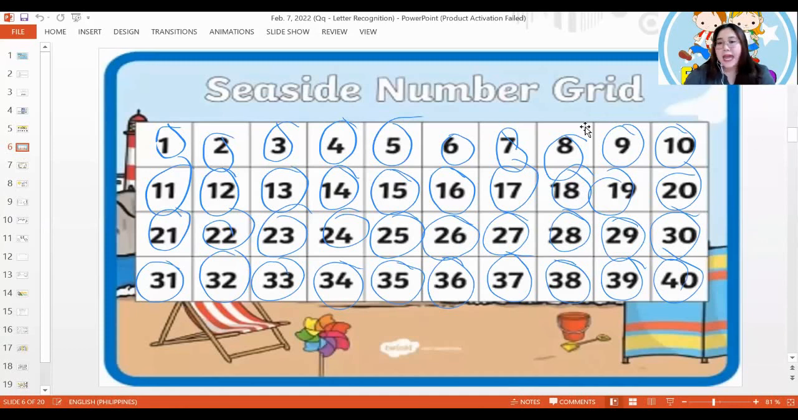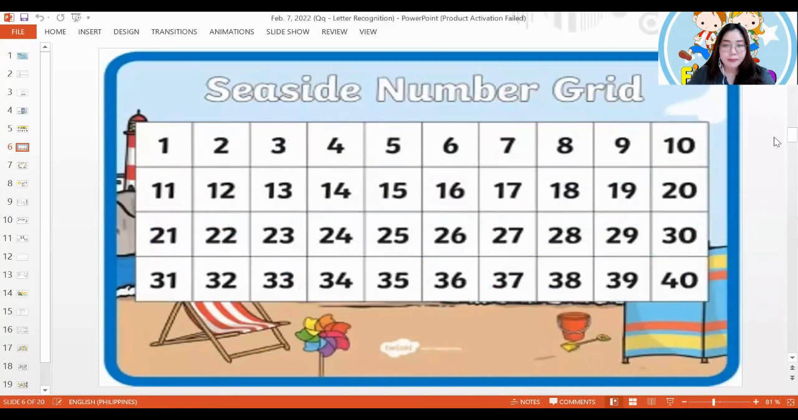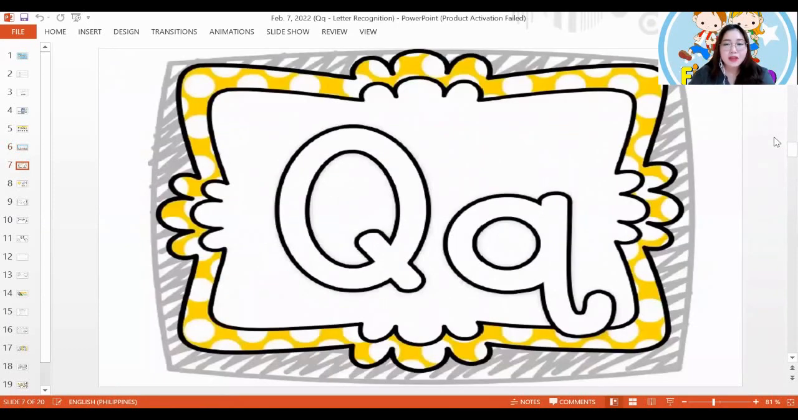Very good. And can you guess what letter we're going to learn this week? We're going to learn about the letter Q. Very good. So we have our capital letter Q. We also have our lowercase letter Q. And can you tell me what's the sound of the letter Q?